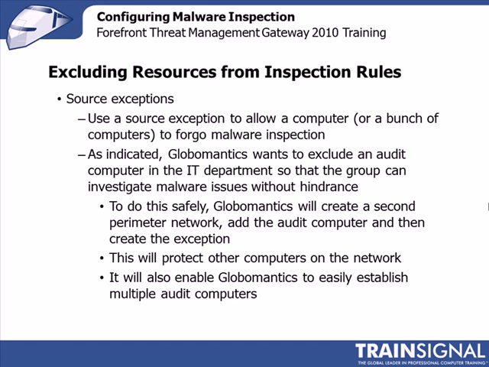So our goal here is to do this right. We're actually going to add another network to the Threat Management Gateway server. And we're going to put a computer on that network to act as the audit machine. Already what I've done is I've added to the virtual machine that's running Threat Management Gateway another network adapter. So I've added a fourth network adapter.